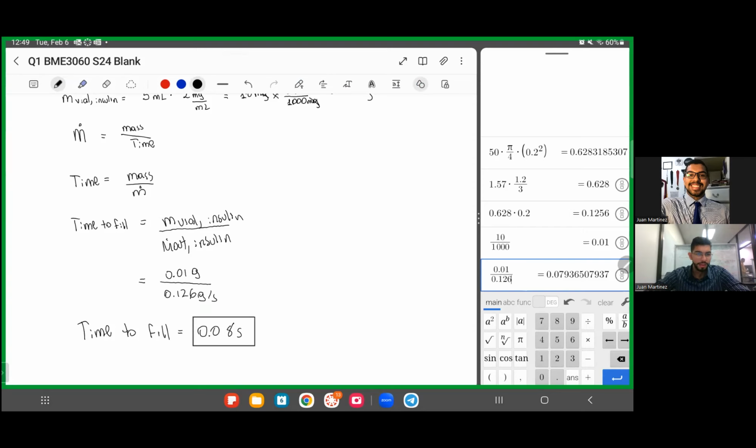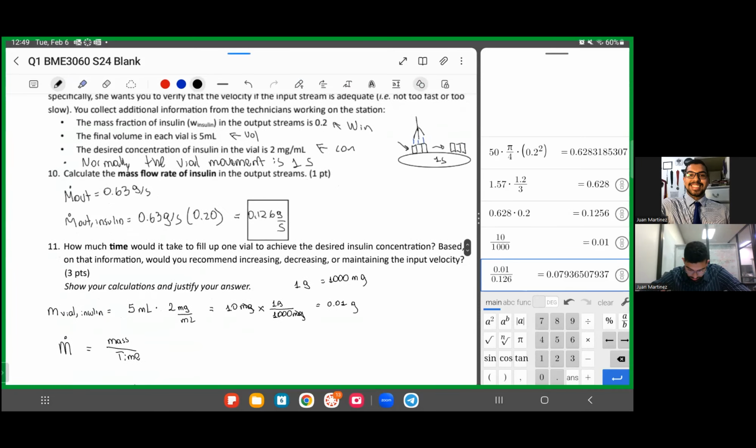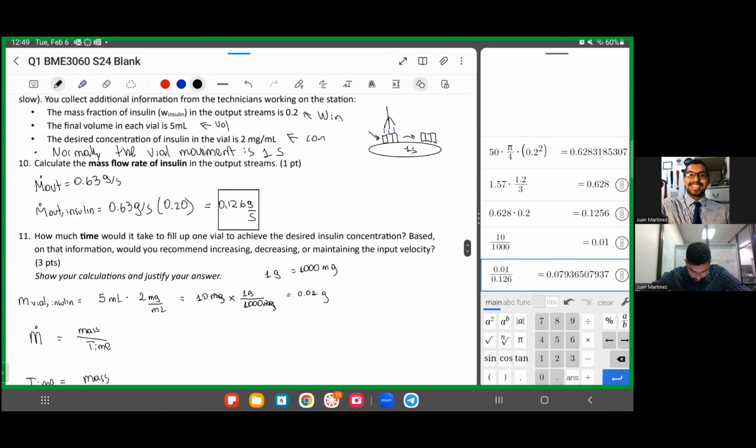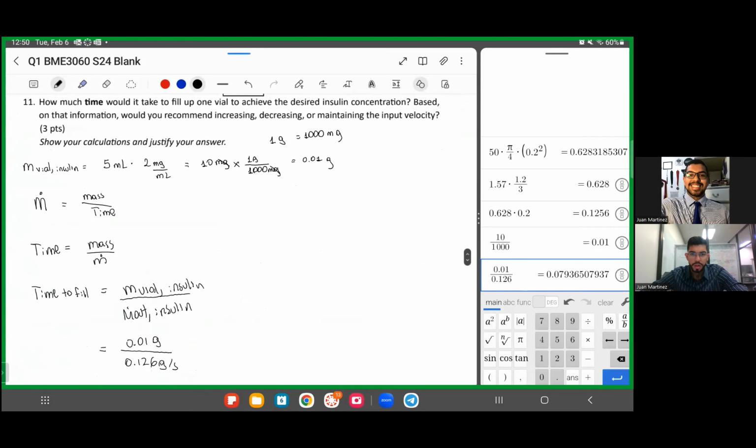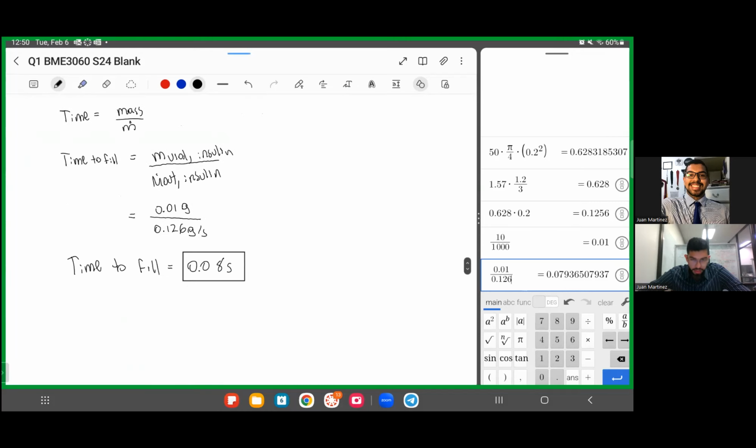So we have to go again to a question, because that's a numeric answer, but we have to say if we should increase, decrease, or maintain the input velocity. In this case, since the time to fill is so low, so fast, I personally would decrease it to be more efficient.